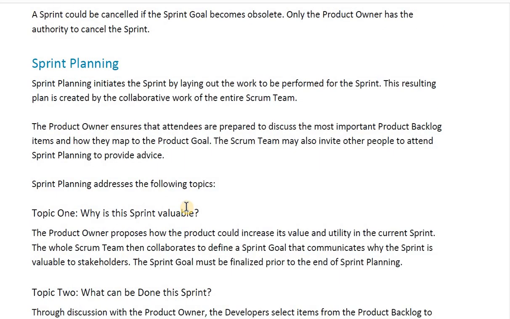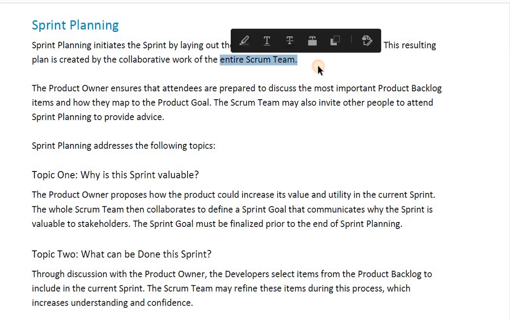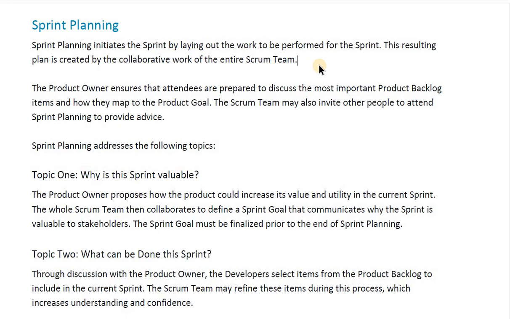First we are going to have some discussion on the sprint planning event. Sprint planning initiates the sprint by laying out the work to be performed for the sprint. The resulting plan is created by the collaborative work of the entire Scrum team. Then the question can be: who will create the sprint plan? The answer is the entire Scrum team.